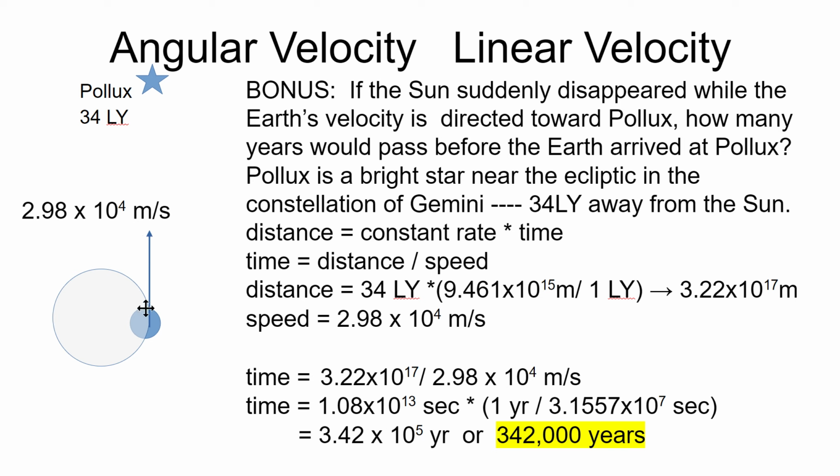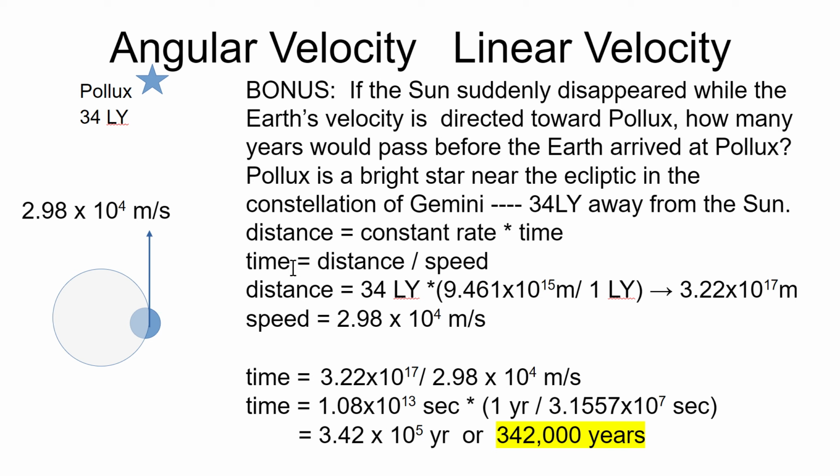So this is sort of interstellar travel. Pollux, 34 light years away. The closest star, other than the Sun, is about 4 light years away. So this is still relatively close. Suppose people want to travel to other stars.